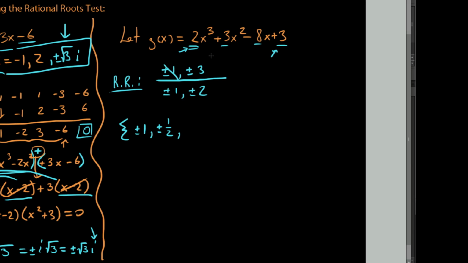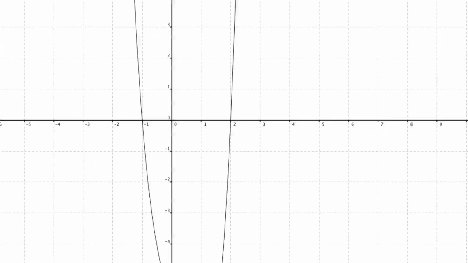So 1's exhausted. Let's go on to our 3 here. Say plus or minus 3 over 1, or just plus or minus 3, and then plus or minus 3 over 2. So now, we haven't taken a look at the picture of this yet. It'd be a really good thing to do right now.